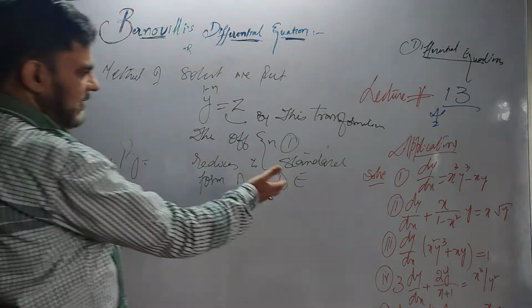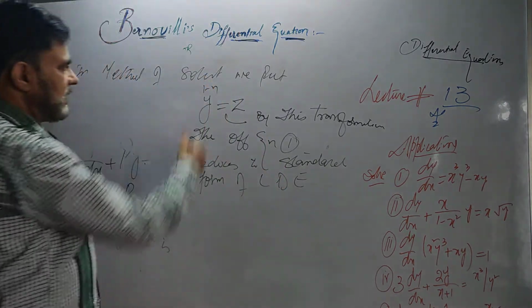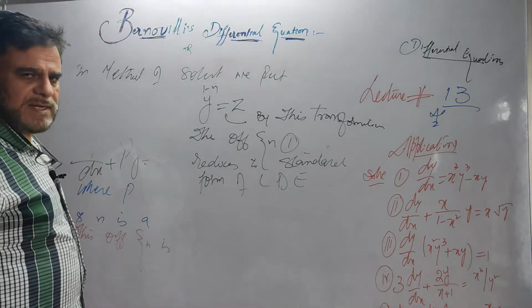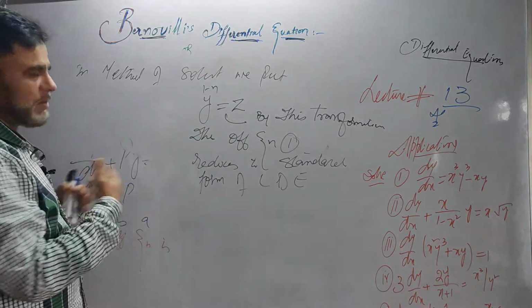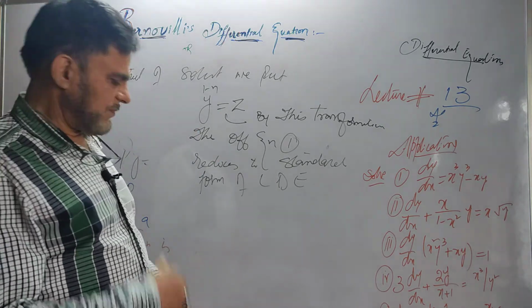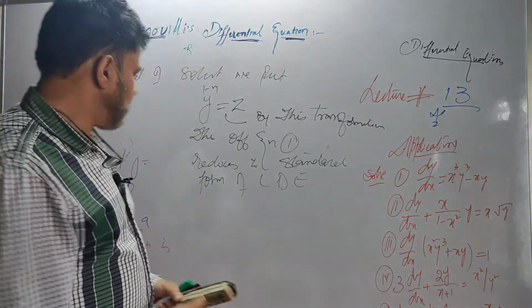Now I will give you this idea. I have written here that we make the transformation y raised to the power 1 minus n is equal to z. Then this Bernoulli's differential equation gets reduced to the original form that we did. I will give you this method of solution. It is very easy.